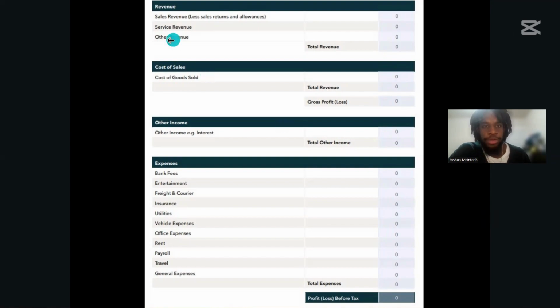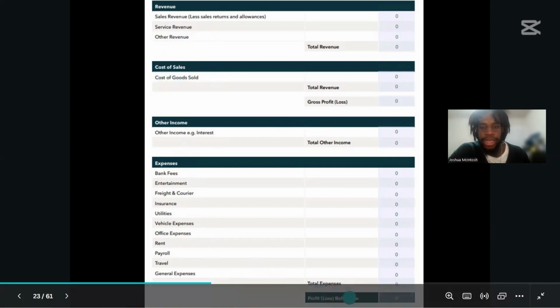So we have our revenue on top here. Then we subtract our cost of goods sold. Then we subtract our expenses. And then we get our profit before our taxes.